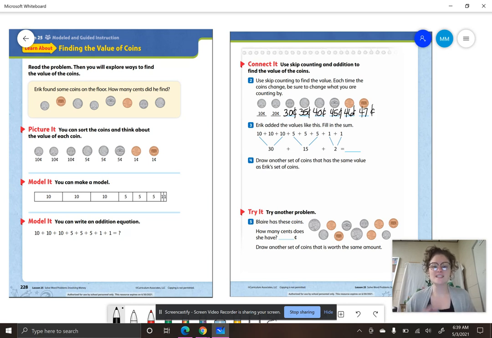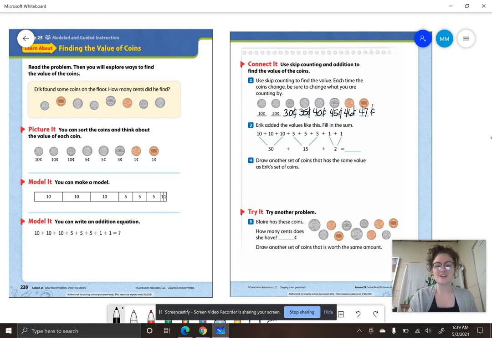For number 3, it says Eric added the values like this. Find the sum. All right, so look at what Eric did. He grouped those coins based on their values. So he went ahead and found the value of 3 dimes. That was 30 cents. The value of 3 nickels was 15 cents. And the value of 2 pennies was 2 cents. Now we have to solve that equation.